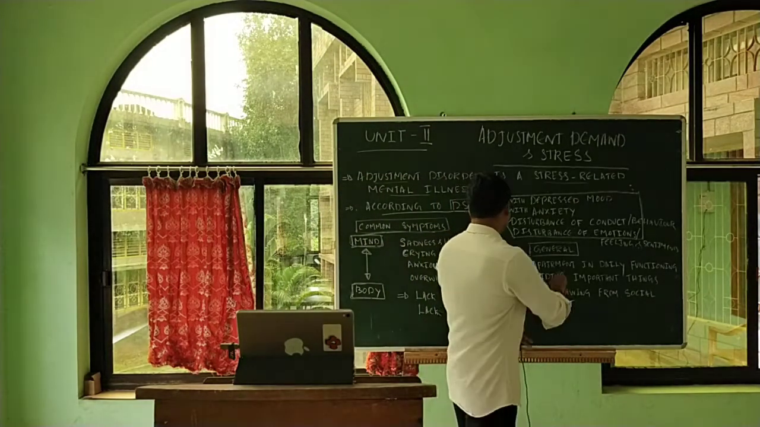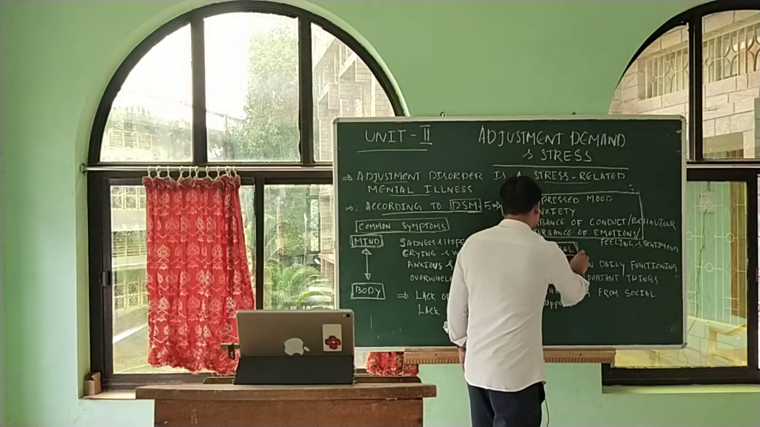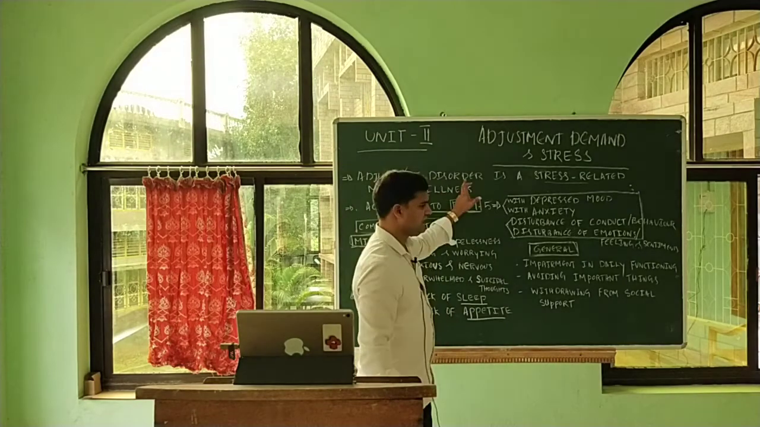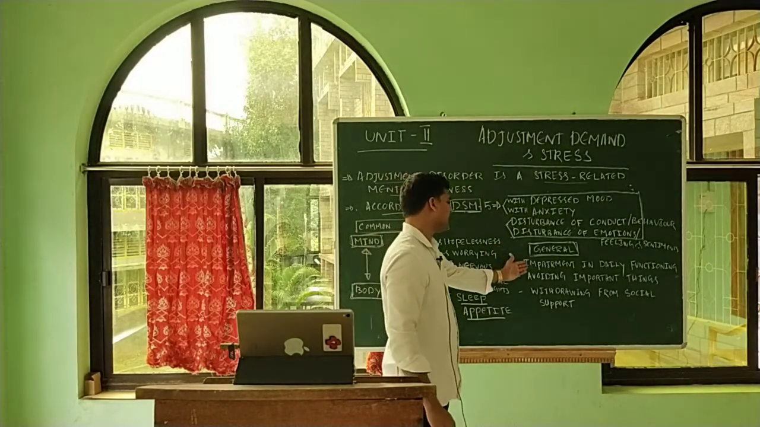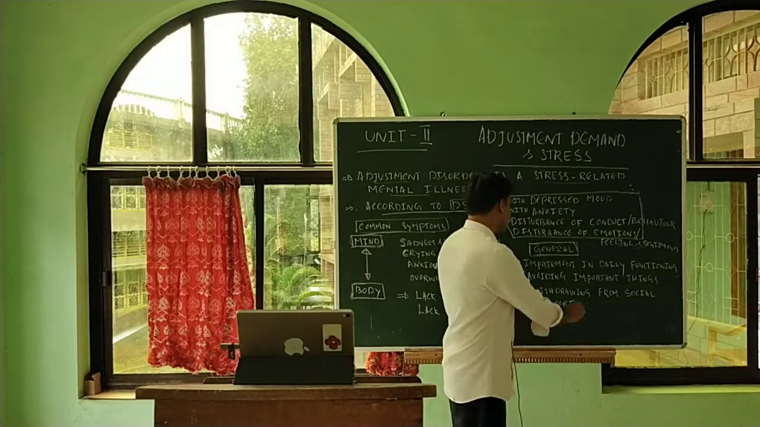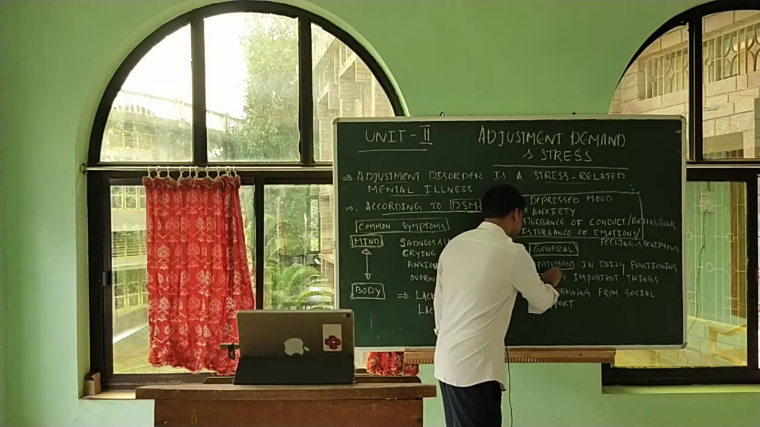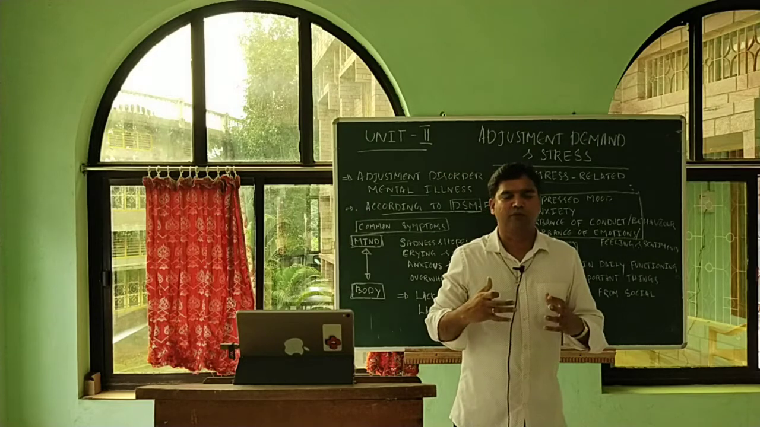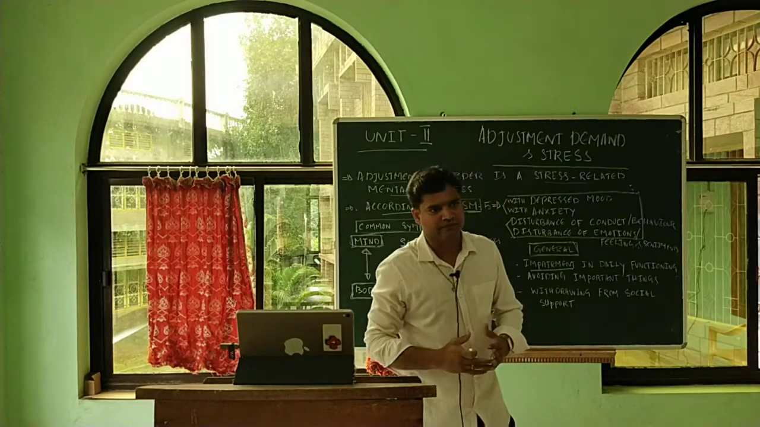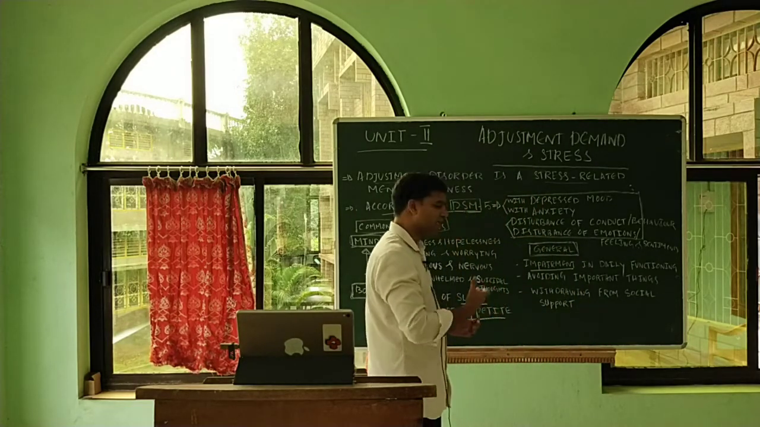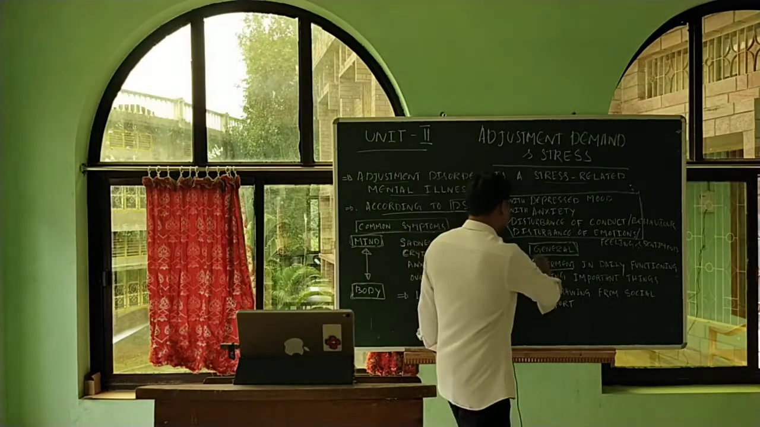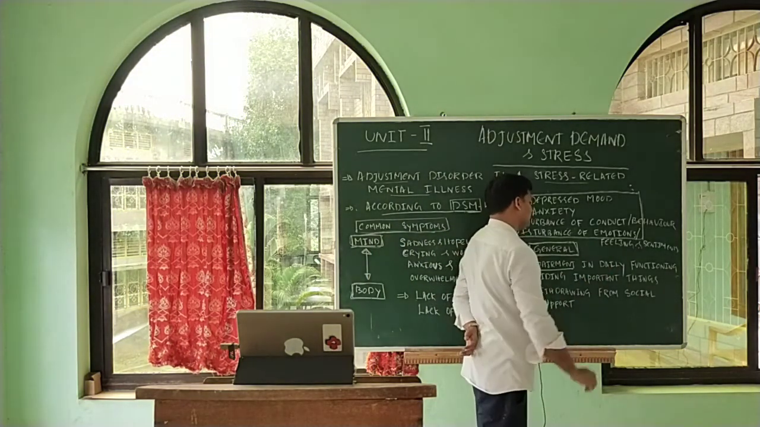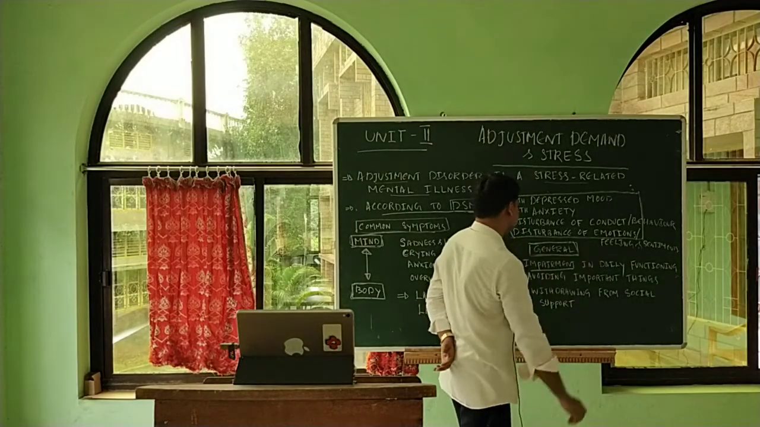And there are some general symptoms. What are the general symptoms of the person who is affected with adjustment disorders? Impairment in daily functioning. Impairment means some kind of disturbance. Impairment means dysfunctioning. They are not able to function normally. They are not able to do their normal work. They are unable to function well.